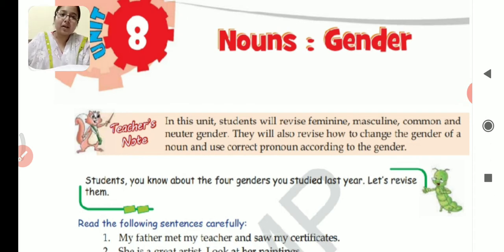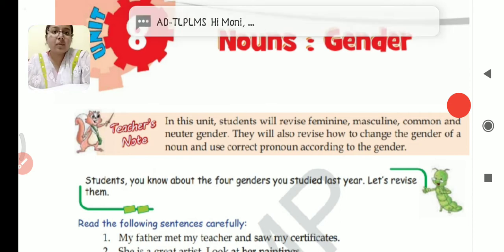So, today we will start with your grammar chapter, that is chapter 8, nouns, gender. We have already done chapter 7, that is nouns, number. So, today we will start with your chapter 8. Please take out page number 33, noun, gender.